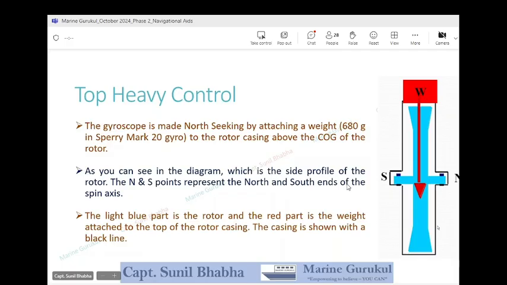Now, since we have attached a weight on top of the rotor casing, making the top of this arrangement heavy by the 680 grams weight, that is why this arrangement is called a top heavy arrangement or top heavy control. When we go into the bottom heavy control, you will see that this weight is attached to the bottom of the casing. That is why the name bottom heavy arrangement or bottom heavy control.